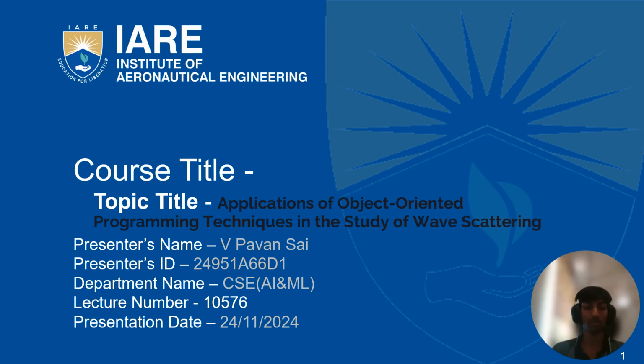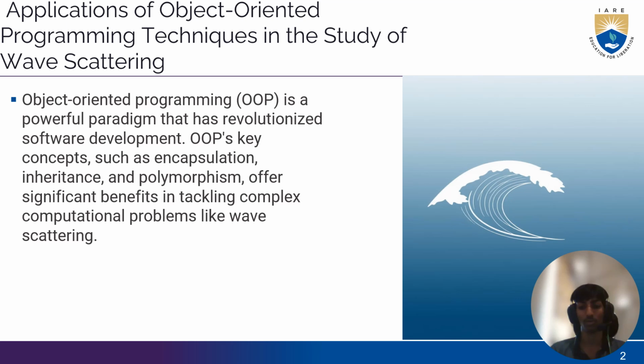So today the topic I chose is applications of object-oriented programming techniques in the study of wave scattering. So what is object-oriented programming? Object-oriented programming, also known as OOPS, is a concept which helps in creating real-life objects by using programming. For example, we can say a car which has a specific color, specific speed, specific make. So let's get into the concept.